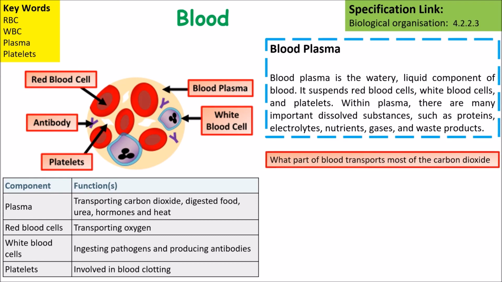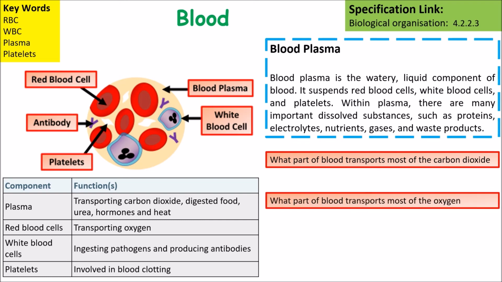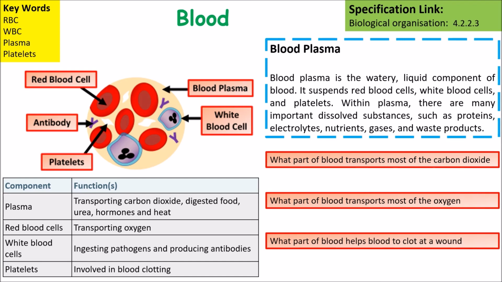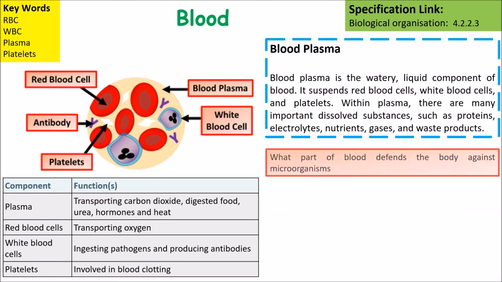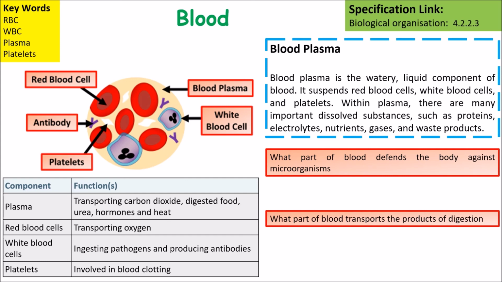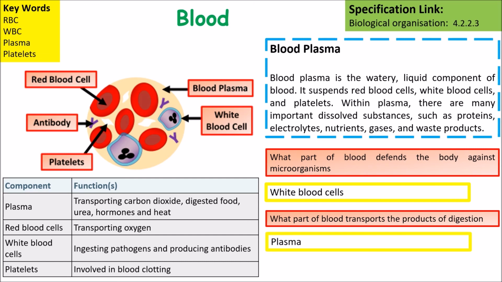So if we're looking at what part of the blood transports carbon dioxide, what part of the blood transports the oxygen, and what part of the blood helps clot the wounds, it's the plasma that carries the carbon dioxide. Red blood cells carry the oxygen, platelets help clot wounds. What part of the blood defends against microorganisms, and what part of the blood transports products from digestion? Well, it's the white blood cells that form part of the immune system that protect against microorganisms, and the plasma carries the products of digestion.